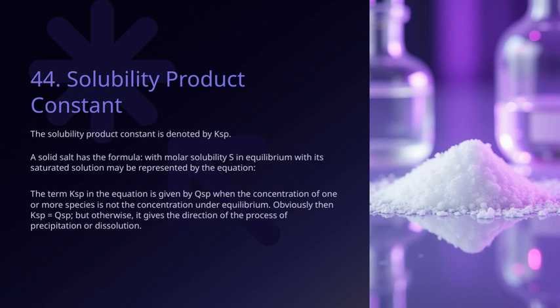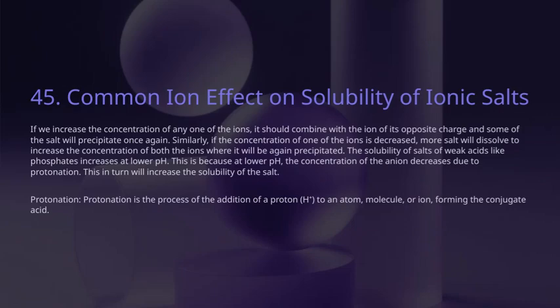Let's talk about protonation. Protonation is essentially the process of adding a proton, which is a hydrogen ion or H+, to an atom, molecule, or ion. When this happens, it forms what's called the conjugate acid. This process is quite fundamental in chemistry because it influences how acids and bases behave.